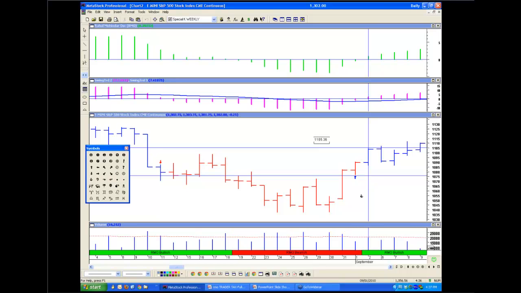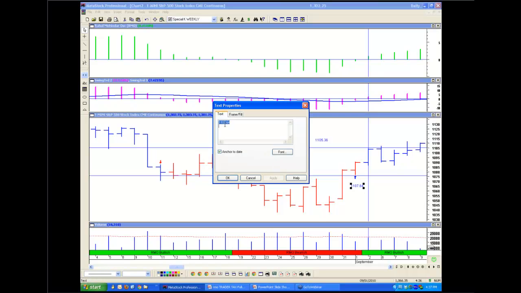So now I know where my entry point is going to be, and I know approximately where I can get out, as long as we don't get into gappy situations or the S&P gaps way below my stop loss. I know approximately where I'm going to get in and get out, so I have an approximate idea of what my risk is. My risk is the difference between 1105.36 and 1107. Something's wrong there, I had an extra 1 in there. So that'll be the risk that I'm taking on.